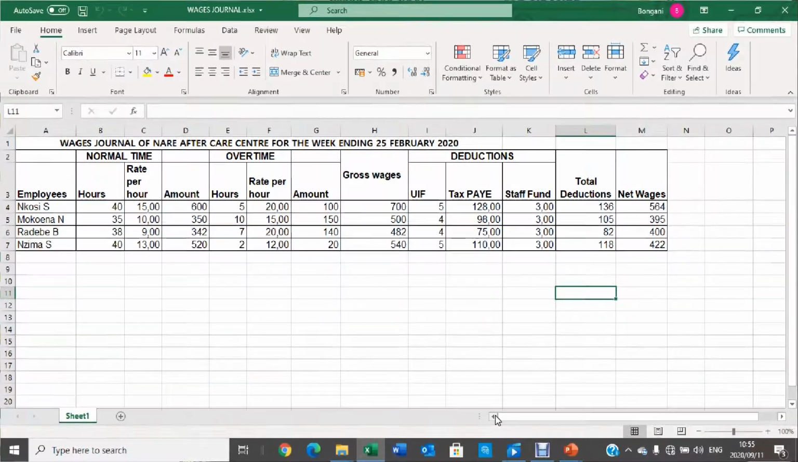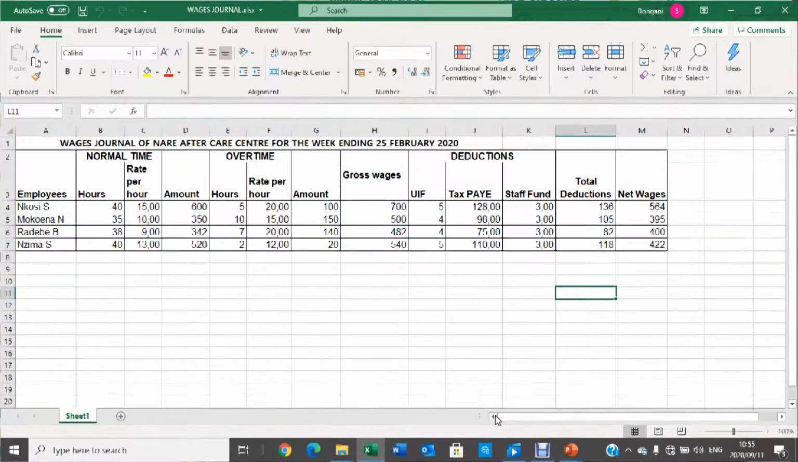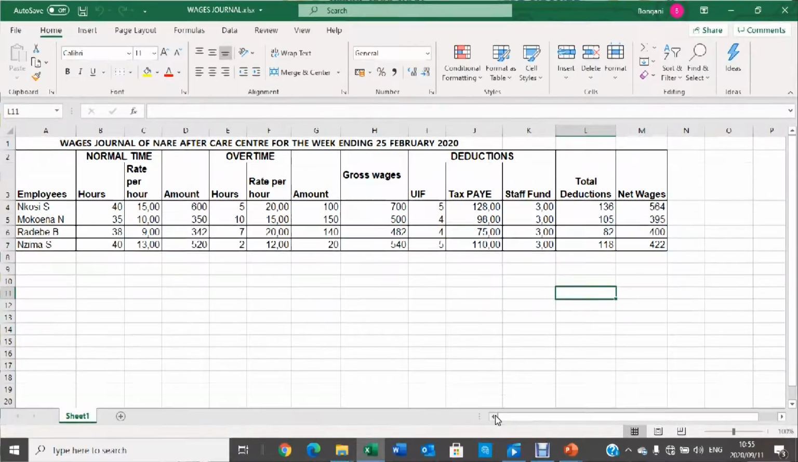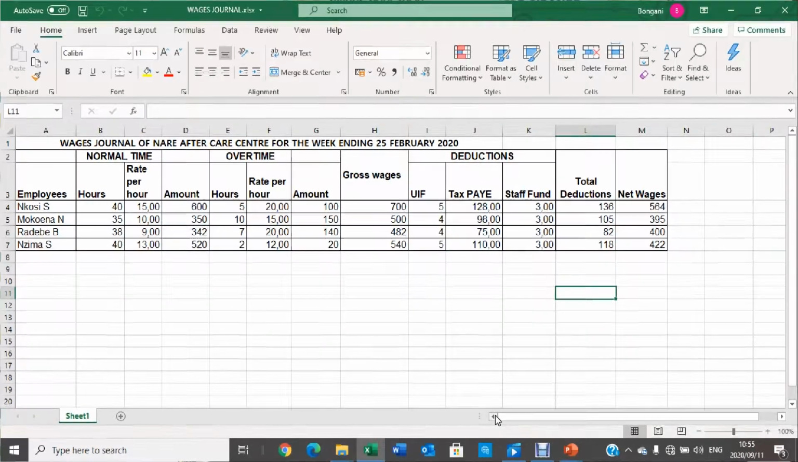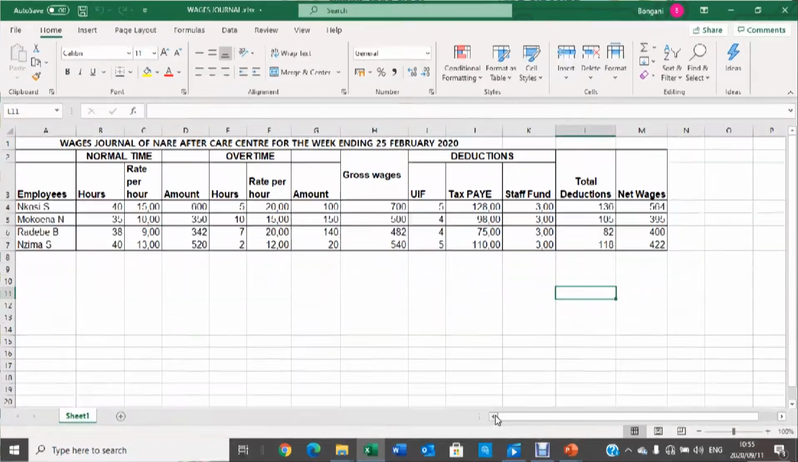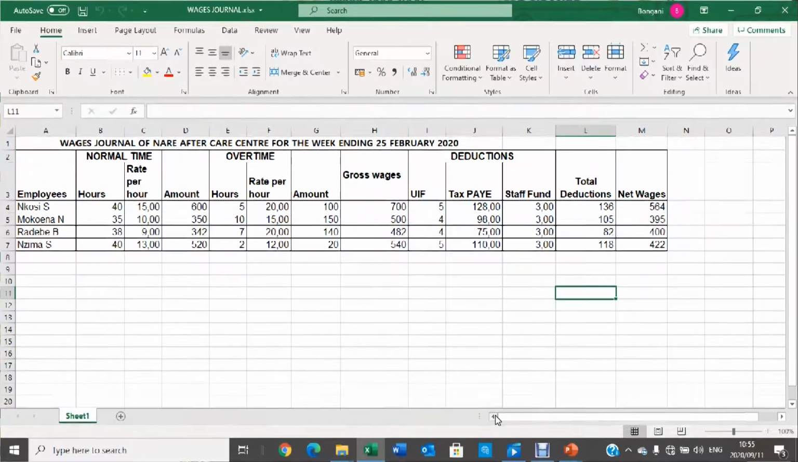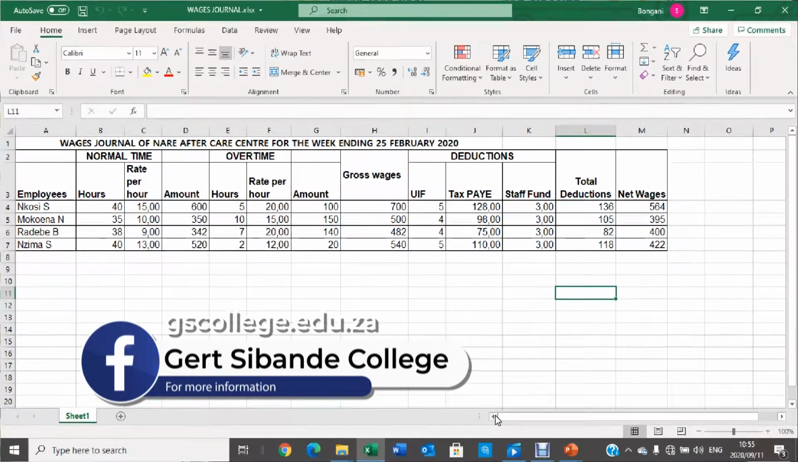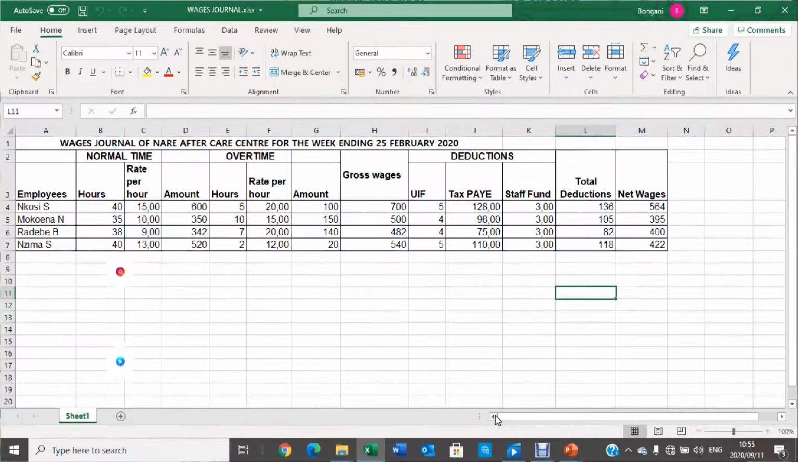So which means there should be the hours that must be indicated in the wages journal. We will talk about the first employee, who works 40 hours, and then the rate per hour is 15 rand. For us to get that 600, we say 15 per hour multiplied by 40 hours, and then we receive the amount which is 600 rand.